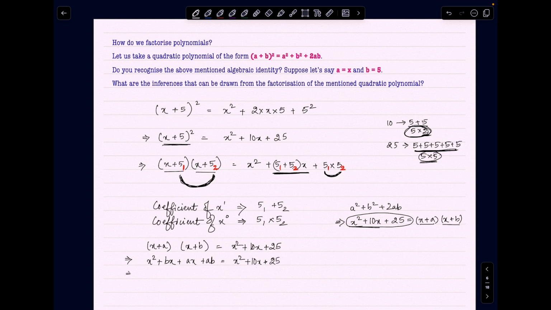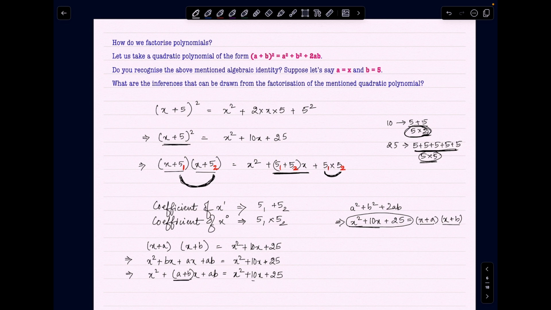Got my point? So this big expression becomes x square plus (a plus b) into x plus ab, equals x square plus 10x plus 25. Now you are seeing that this a plus b equals 10.